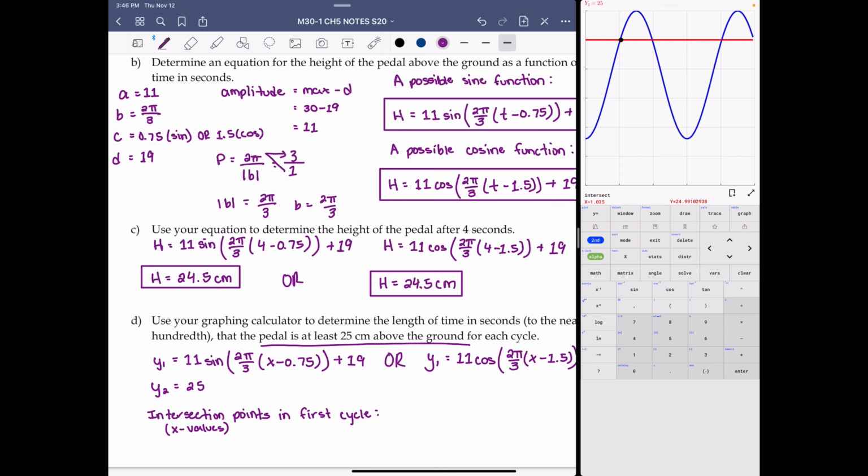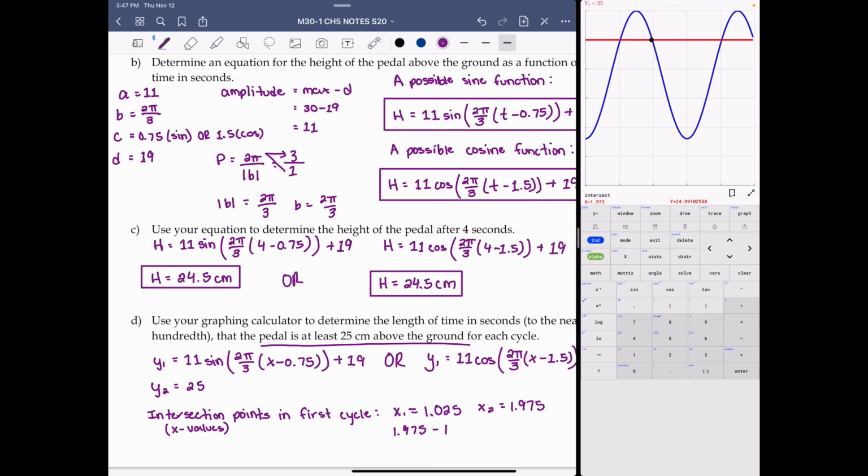My x value, x1 is 1.025. Repeat that process, second trace number 5. This time, move your cursor closer to the point you're trying to find, hit enter, move your cursor closer to the point you're trying to find, hit enter, and we get x2 equals 1.975.